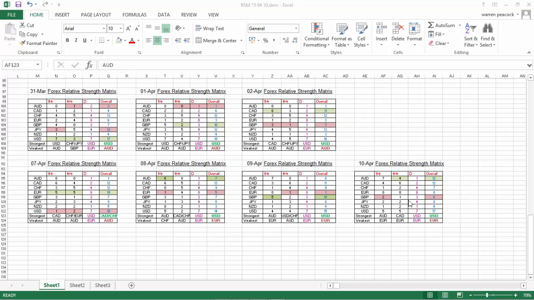Today's matrix shows the Australian dollar gaining a lot of ground, so it's up 4 points over yesterday, 5 points over Wednesday. The 4 hourly charts have changed from 0 to 4, so the Australian dollar is certainly on the charge. The daily chart remains weak on the Australian dollar, so this could just be a retracement.